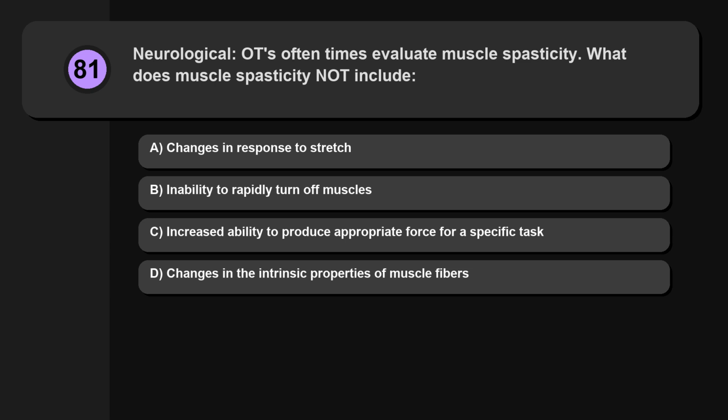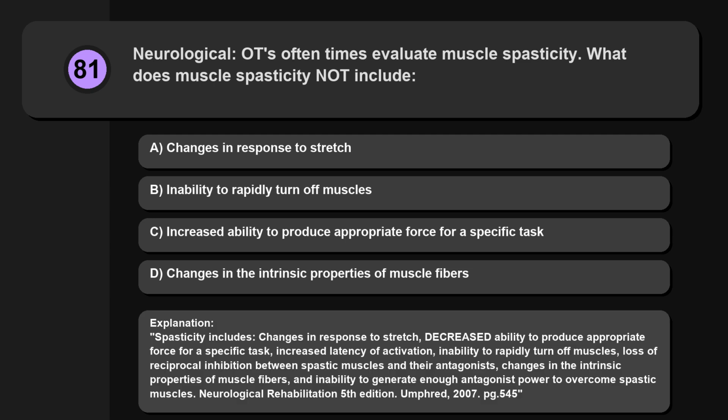Question 81. Neurological. OTs oftentimes evaluate muscle spasticity. What does muscle spasticity not include? Option A, changes in response to stretch. Option B, inability to rapidly turn off muscles. Option C, increased ability to produce appropriate force for a specific task. Option D, changes in the intrinsic properties of muscle fibers. The correct answer is option N/A.